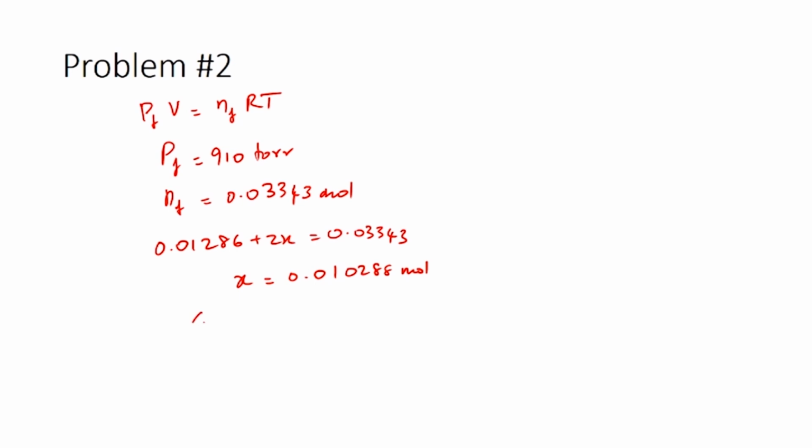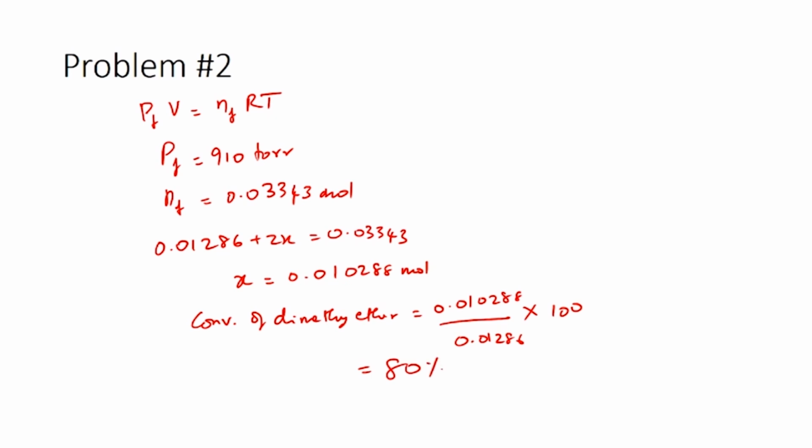So, conversion of dimethyl ether would be equal to 0.010288 divided by 0.01286, which is the number of moles of dimethyl ether consumed divided by the number of moles of dimethyl ether fed times 100, which would be equal to 80%. So, 80% of dimethyl ether which is fed is actually consumed in this process, which means the reaction is not going to completion, only 80% of the reactant is getting converted.